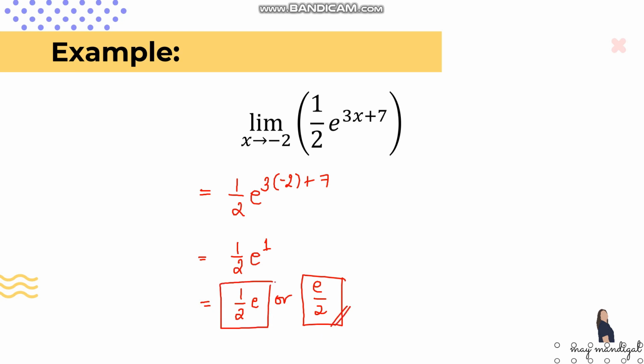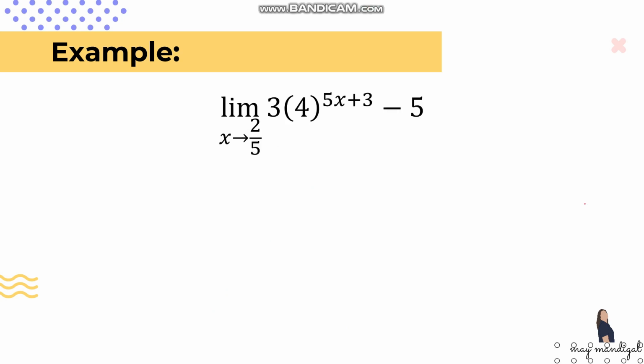e here is the natural number, so we will just treat it like how we treat pi. So again, the limit of this function as x approaches negative 2 is e over 2 or 1/2 e. Okay, next example.